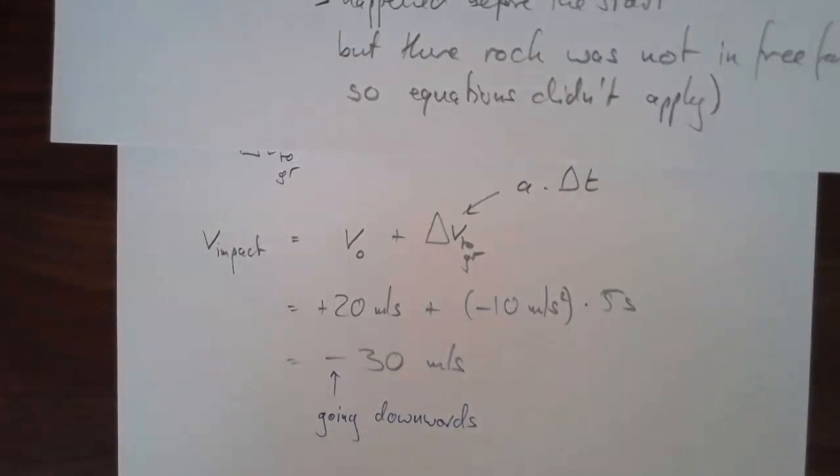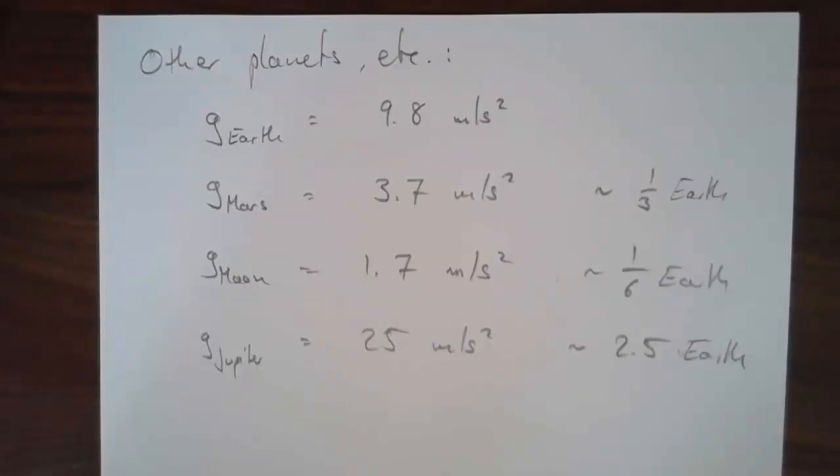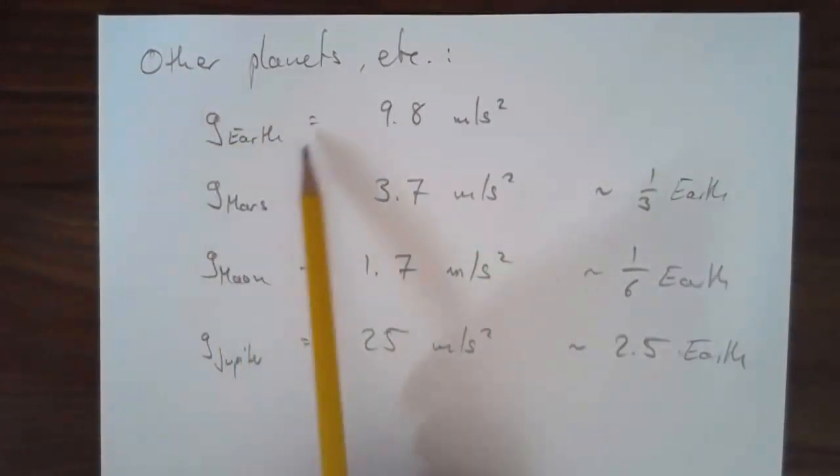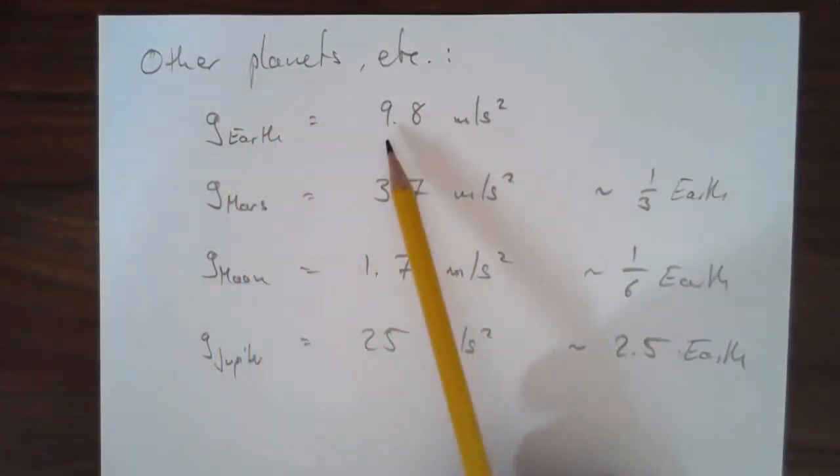Let's just finish off with one more little note. Just before we close, let's talk about some other planets. So we said on Earth, the acceleration due to gravity is 9.8.